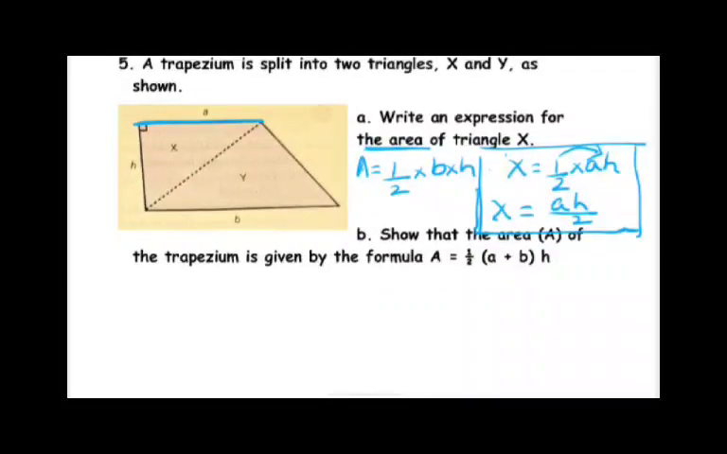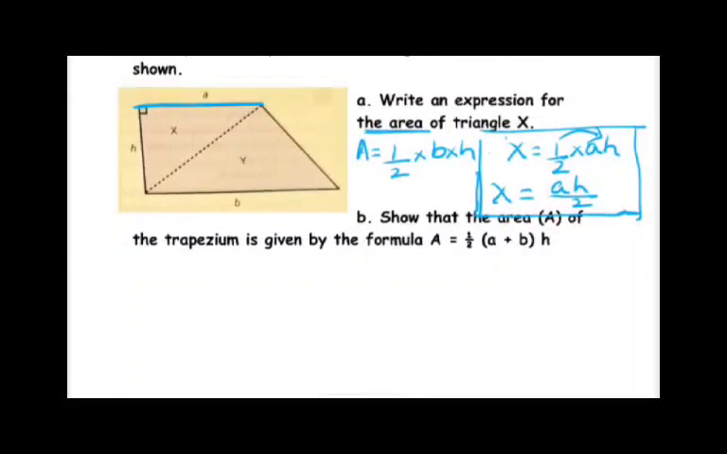Moving on to B, show that the area A of the trapezium, the whole trapezium, is given by the formula A is equal to half (a plus b) h. Alright, so let's work out the areas of both the triangles. For the first one we worked out, I'll use this way of writing the formula, which is area is equal to half into ah.